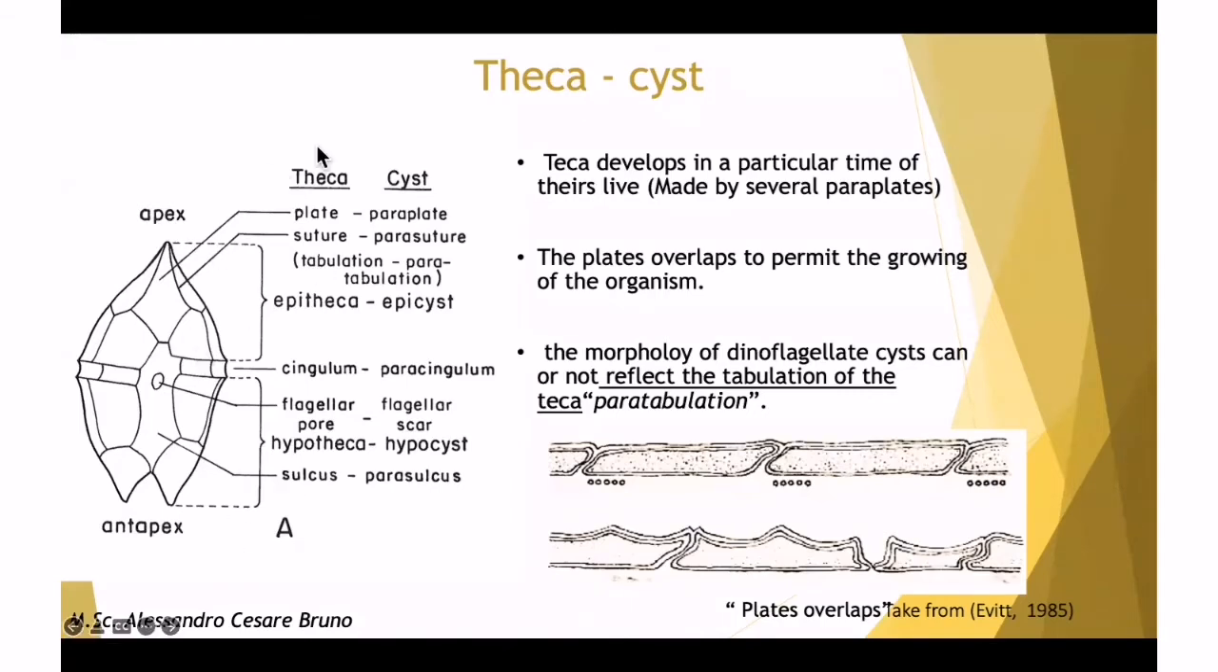So the structural elements that characterize a theca are, for example, the plates; the marginal outlines of each plate are called sutures. The central part is considered the cingulum, and generally in the central part of the body there is a depressed structure called the sulcus. And this is the theca that the dinoflagellates create.